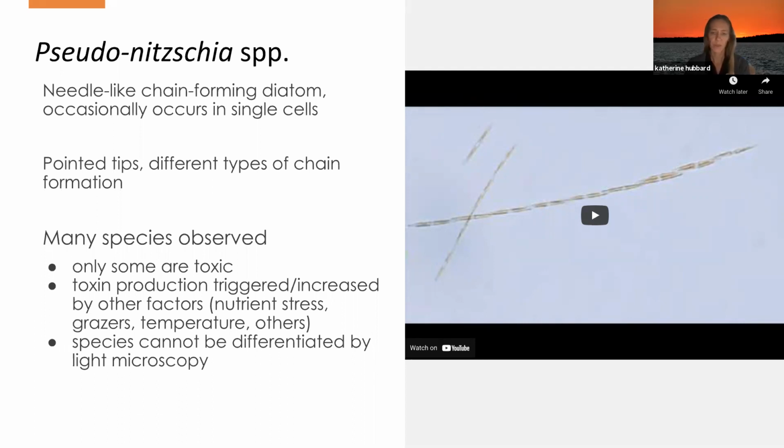And then we also know that that toxin production can be triggered by different factors. And these can include environmental factors related to nutrients or temperature, but they also can be triggered by grazing activity in some cases for some species. And some of those studies have been done specifically with polar Pseudonychia species. So I thought it was helpful to mention that. The species cannot be differentiated by light microscopy, so it's good to point that out. Next slide.